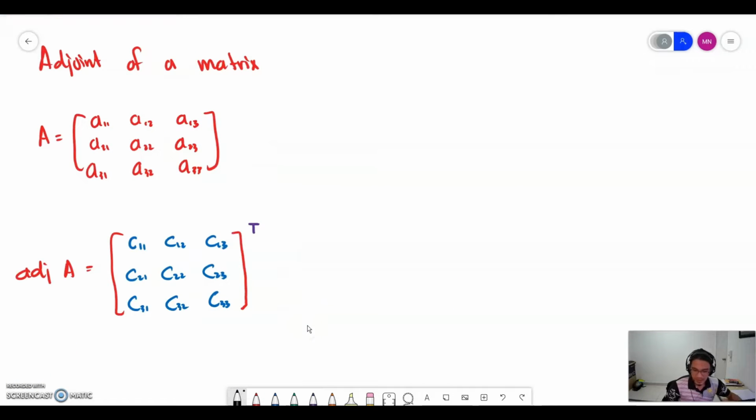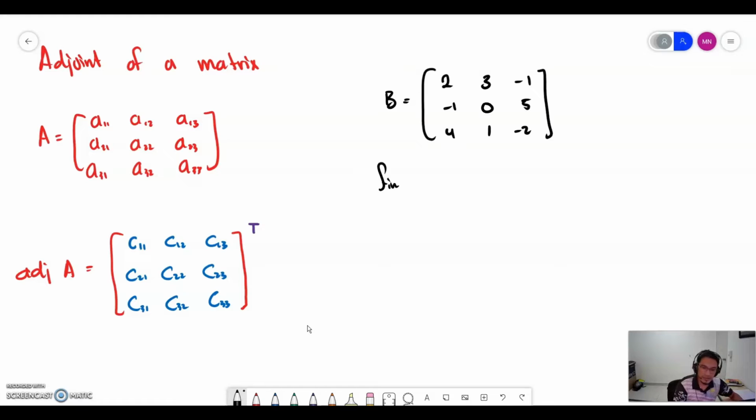Now let's look at an example. Let's say we have a matrix B, where the elements are 2, 3, -1, -1, 0, 5, 4, 1, -2. We want to find the adjoint of matrix B. In order to find this, we have to find C11, C12, C13, and so on, which means we have a total of 9 cofactors that need to be found. Now let's do C11.